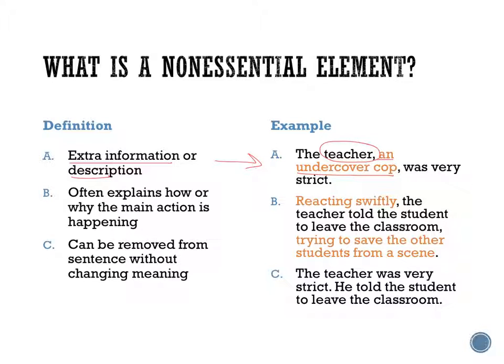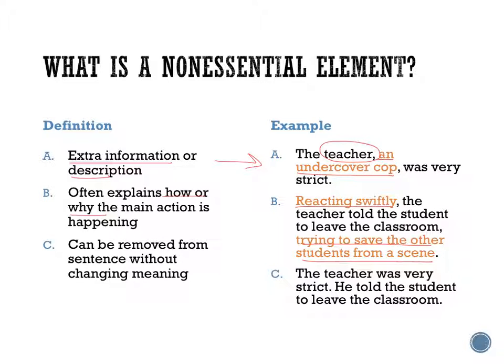It could also explain how or why the main action is happening. Okay, so not just the subject, but the events that are occurring. So reacting swiftly, the teacher told the student to leave the classroom, trying to save the other students from a scene. Reacting swiftly and trying to save the other students from a scene both describe how the action was occurring swiftly and why it was happening, because the teacher was trying to save the other students from a scene.